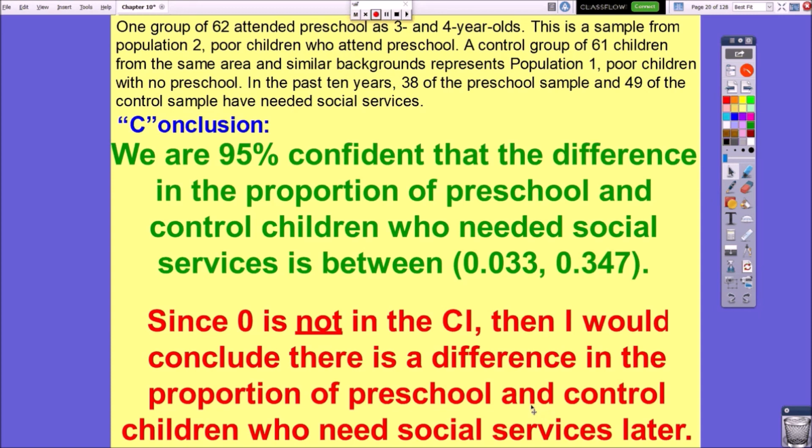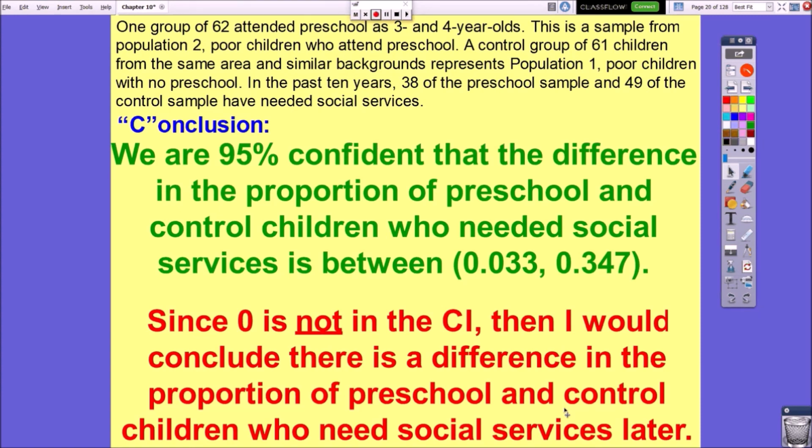So two things here that we're saying. Based on our confidence interval, it definitely looks like the kids that go to preschool have an advantage in that they don't need social services, maybe like welfare or food stamps, later in life. Versus kids who did not go to preschool, it appears, and we're not saying it's a definite thing, but it appears statistically that those kids will more than likely need social services later, more so than kids that went to preschool.